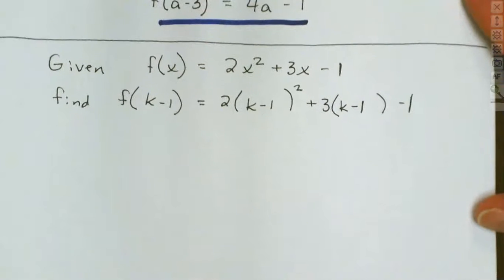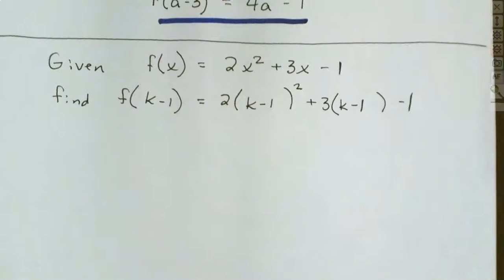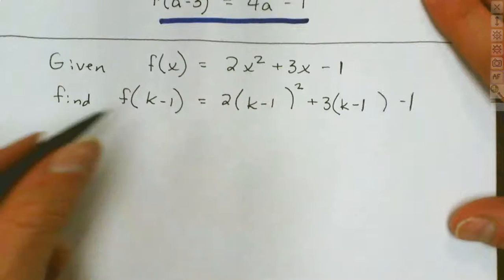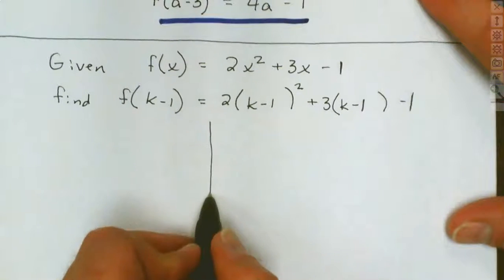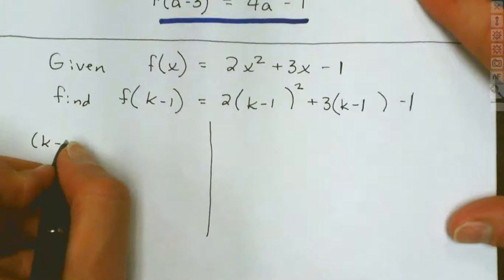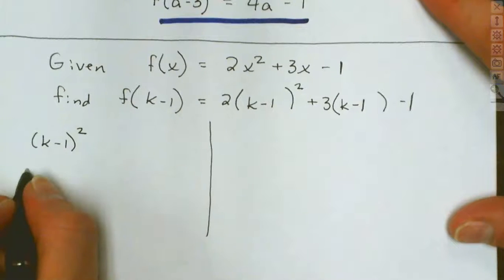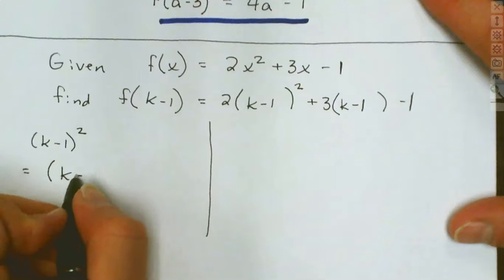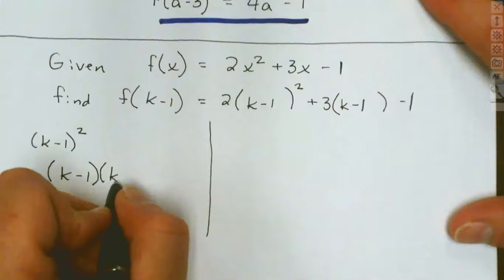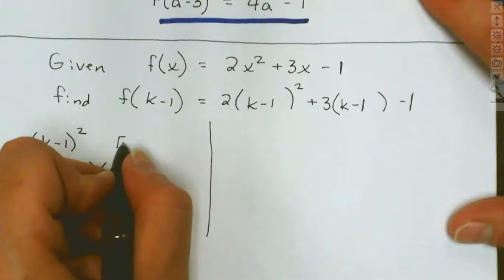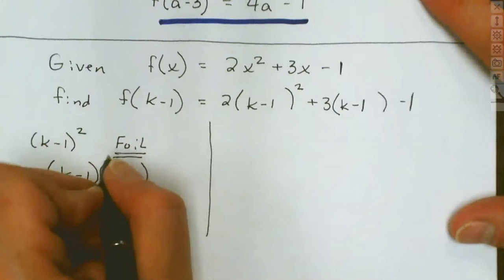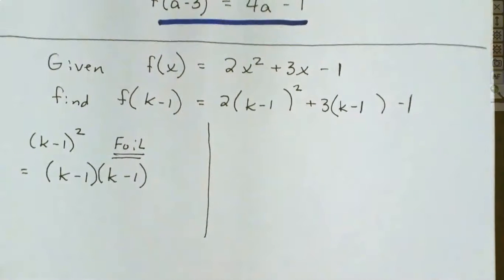So this is what we've got. We need to break it down a bit. And this is going to be covered a lot more in detail in the next chapter, because we're going to learn how to FOIL here. So we're just going to work with that k minus 1 quantity squared. We have to write it out as k minus 1, k minus 1. And then we're going to have to FOIL. Now, how do we FOIL? Hopefully you kind of remember how to FOIL. If not, it's pretty easy.